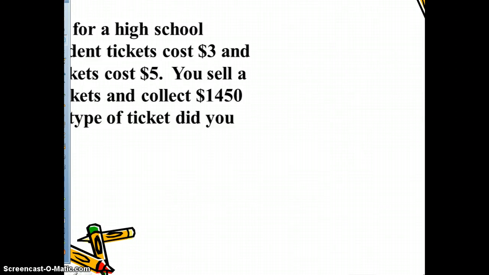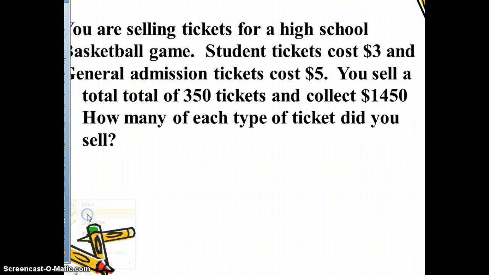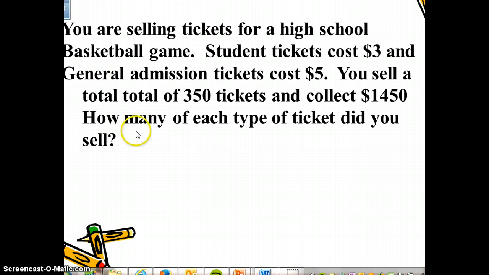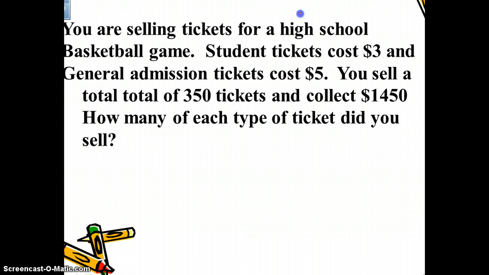Okay, so here we go. Let's try this one. You're selling tickets for a high school. For high school basketball games, student tickets cost $3, and general admission costs $5. So it sounds like we got student tickets, and we've got general admission tickets. You sell a total of 350 tickets and collect $1,450. How many of each type of ticket did you sell? So it sounds like we sold a total of 350 tickets. So that means, we're going to have to come back and see what that means.